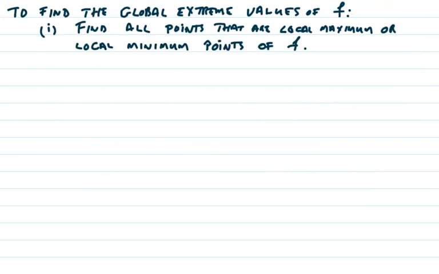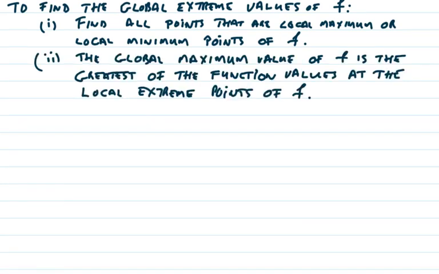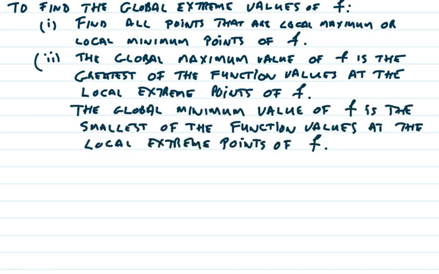Corollary 121 tells us how we can go about finding the global extreme values of a function. The first thing that we need to do is to find all the points that are local maximum or local minimum points of the function. The global maximum value of f is then the greatest of the function values at each of these local extreme points that you find in the first step. Likewise, the global minimum value of f is the smallest of all the function values at the local extreme points of f, that is, at the points that you found in the first step.